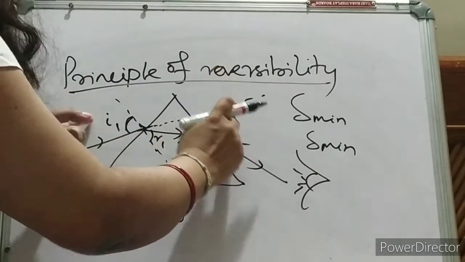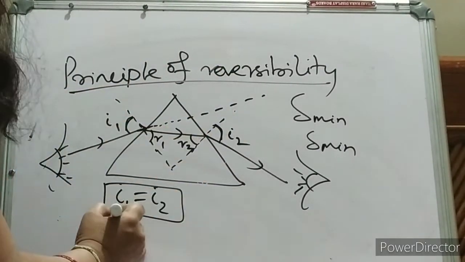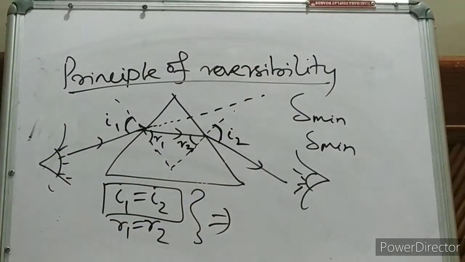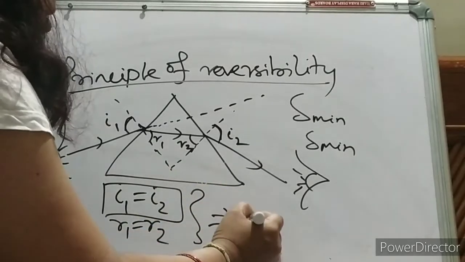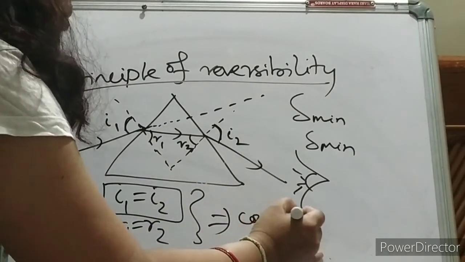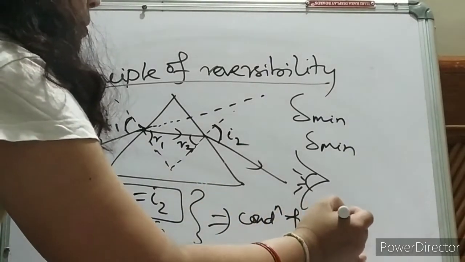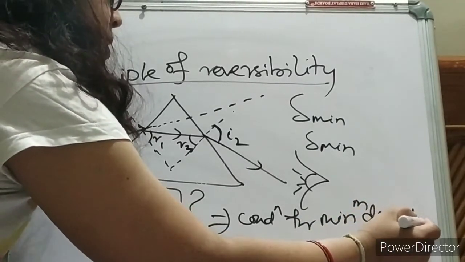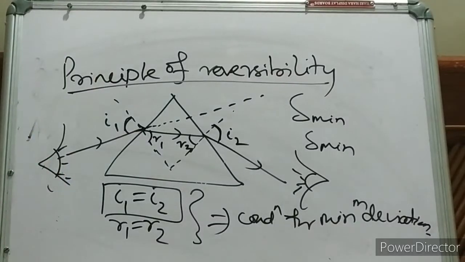If these two angles are equal, then R1 and R2 will be equal. So this is the condition for minimum deviation. What other condition? Let us discuss. Is it clear, children? Is it clear? Now we'll see the next point.